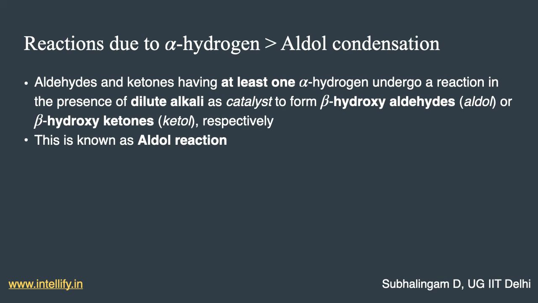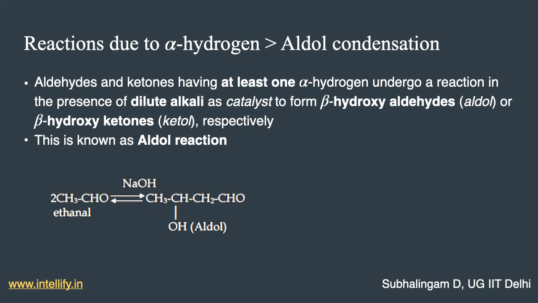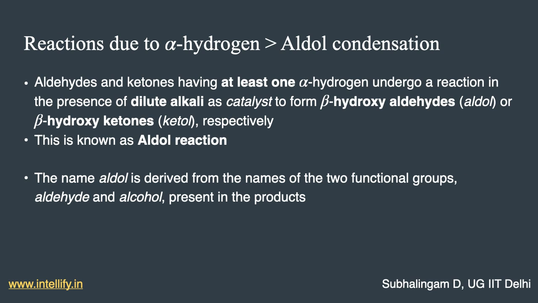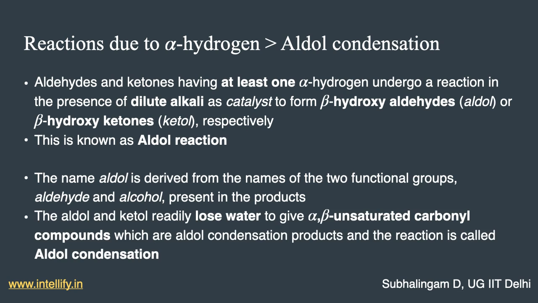So we are not at condensation yet. This is just aldol reaction. For example, ethanal with NaOH gives aldol. That's an aldehyde we have taken, and now a ketone, propanone in this case, with alkali like barium hydroxide gives ketol. The name aldol is derived from the names of the two functional groups, aldehyde and alcohol, present in the products. The aldol and ketol readily lose water to give alpha, beta unsaturated carbonyl compounds, which are aldol condensation products, and the reaction is called aldol condensation.